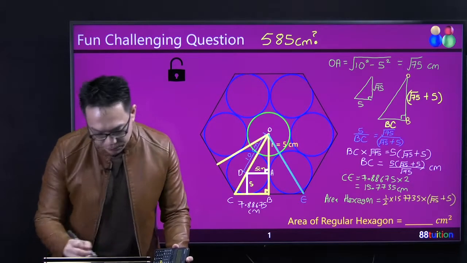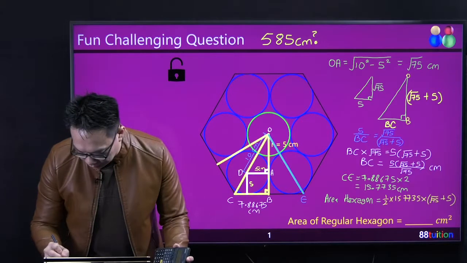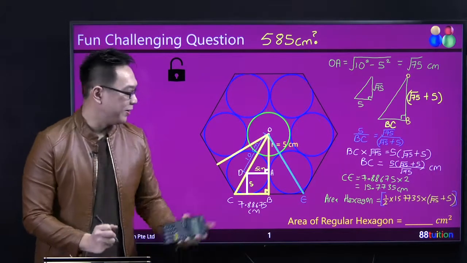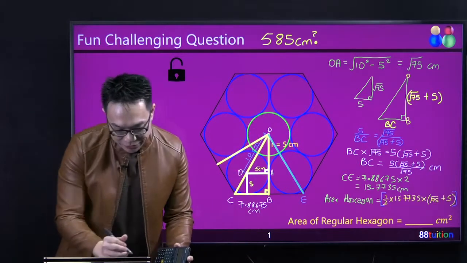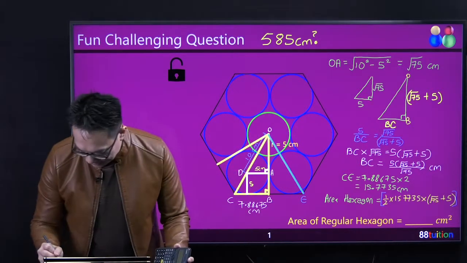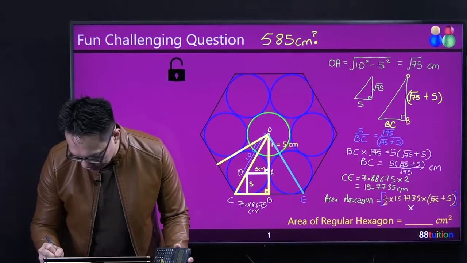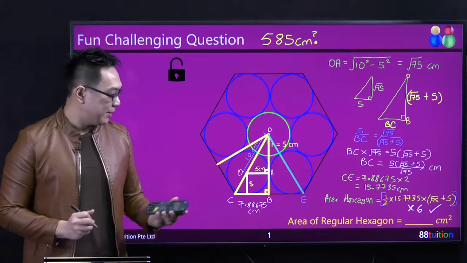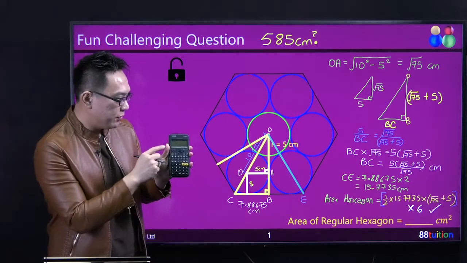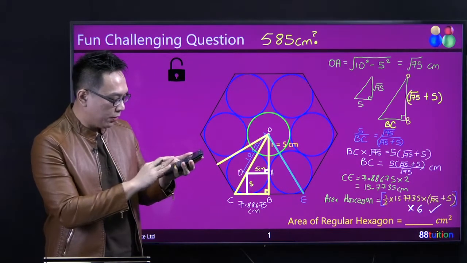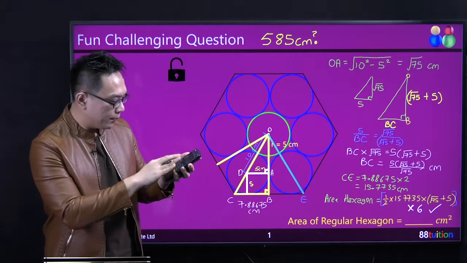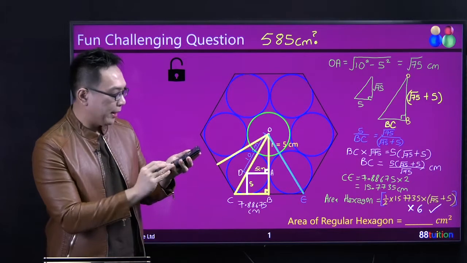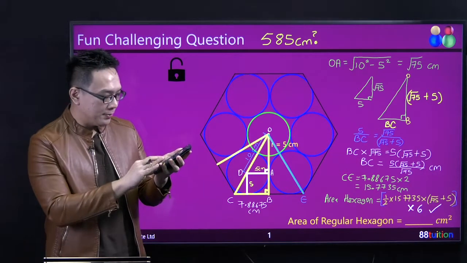So this portion here will actually give you the area of a triangle. Then what must you do? Times 6, very good, because it is 6 congruent triangles. So the whole thing must times 6, and that will give you the answer. So I key in my calculator. This 15.7735 is in my calculator already. I key in times 0.5 times open bracket square root 75 plus 5, close bracket. This whole thing times 6 again.